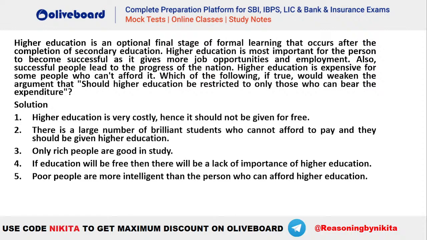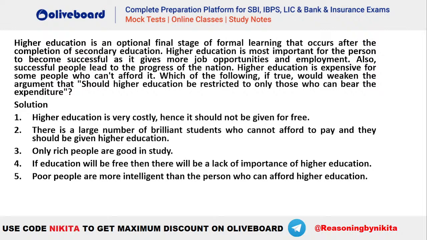So you have to weaken this particular argument, that is, should higher education be restricted to only those who can bear the expenditure? Okay, and if you go through this passage, you will see that it is talking about how it is quite expensive for some people who cannot afford it, right? So this is about affording something, affording the education, higher education, right? So if you have to weaken this particular claim, that means you have to weaken the claim that it is not affordable for somebody, right? So that point has to be worked upon here.